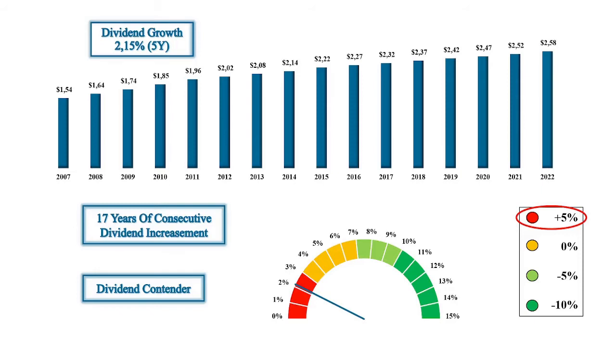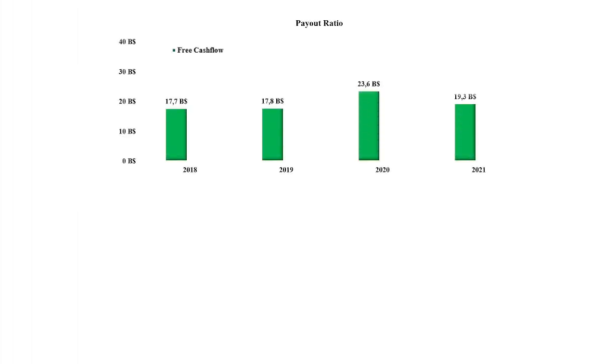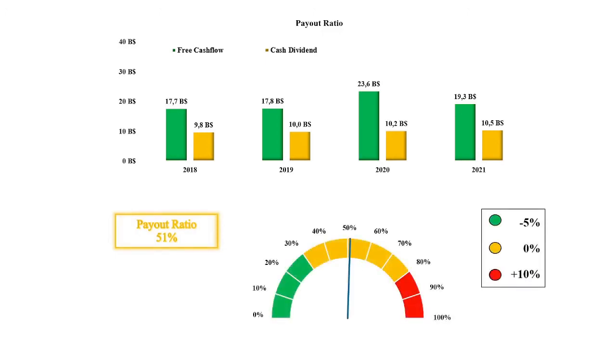I always look at the payout ratio in respect to the free cash flow, which is the cash flow the company has available after they've paid all necessary expenses. The free cash flow from Verizon has increased from $17.7 billion in 2018 to $19.3 billion in 2021. The cash dividends were respectively $9.8 billion and $10.5 billion. The average payout ratio thereby becomes 51%. This value is in the yellow section of our rating scale, and therefore the margin of safety doesn't change.